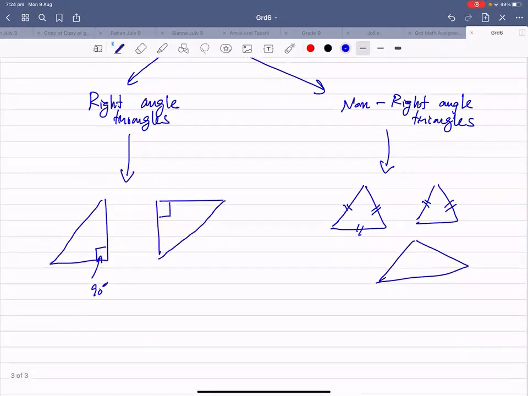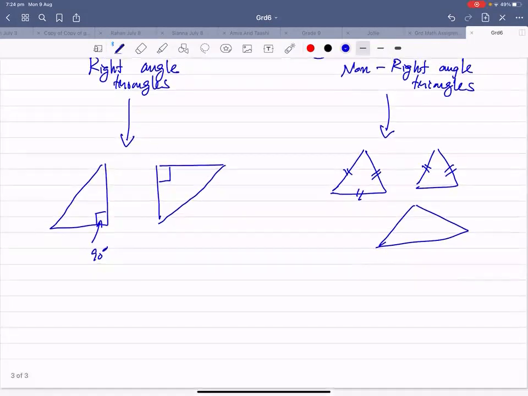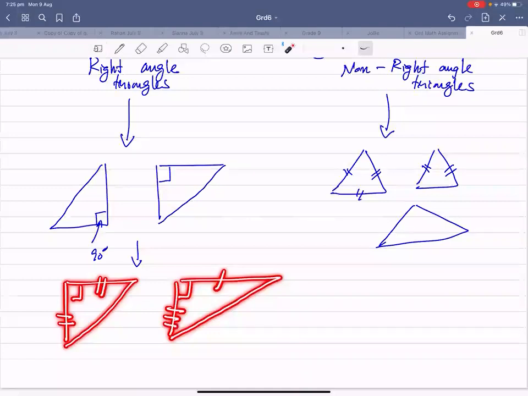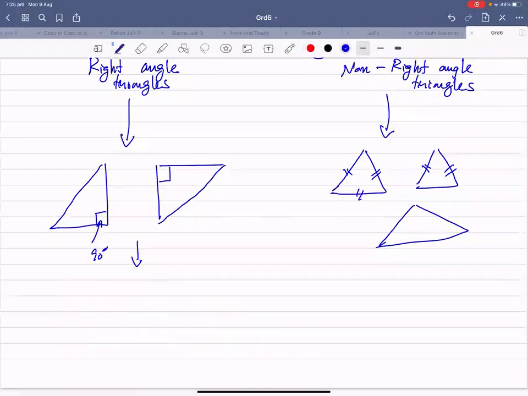So if you think about right angle triangles, there are specific cases as well. What are the specific cases? You can have a right angle triangle here where these are equal, right? Or you can have a right angle triangle like this where they are not equal, they're different. So under the right angle triangle category, you can have isosceles as well, or any other random, right?